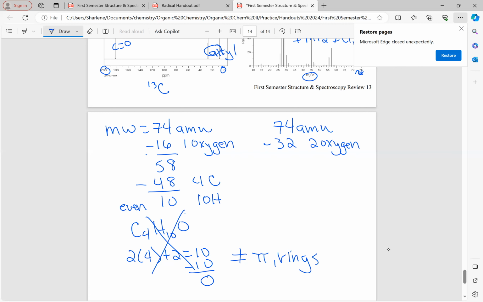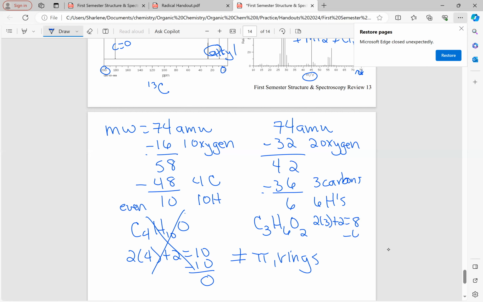And remember, the mass spec is basically the plug and chug way. It's more of an art than a science. All right, so if I have my 2 oxygens, I'm left with 42. So that will accommodate 3 carbons. And that leaves me 6 hydrogens. So that gives me C3H6O2. All right. 2 times 3 plus 2 is 8. And I have 6. Remember, oxygens don't count in the units of unsaturation.